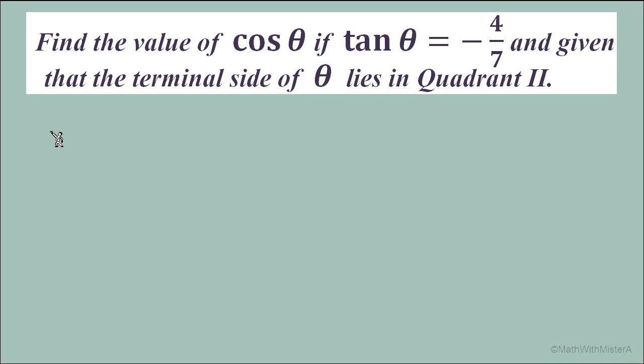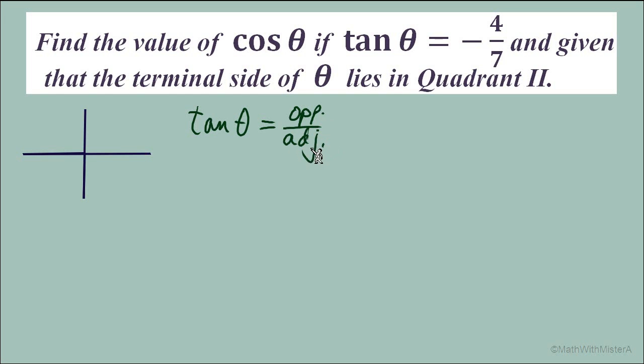Find the value of cosine theta if tangent theta equals -4/7 and given that the terminal side of theta lies in quadrant 2. Let's first make a quick sketch of a coordinate plane. Angle theta is in quadrant 2, and using the fact that tangent theta equals the ratio of the opposite side to the adjacent side in a right triangle, we can set up this diagram.